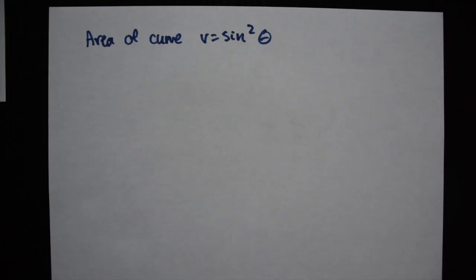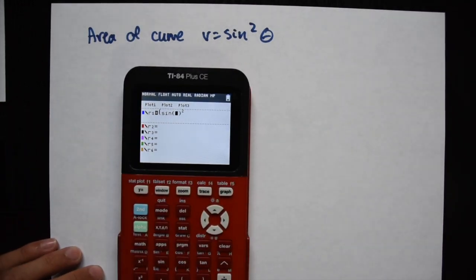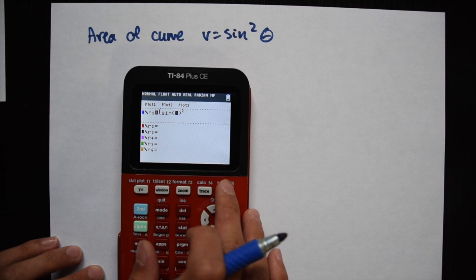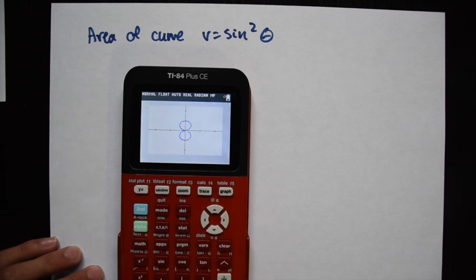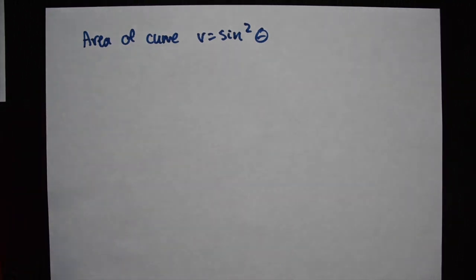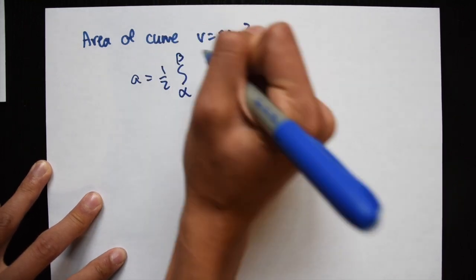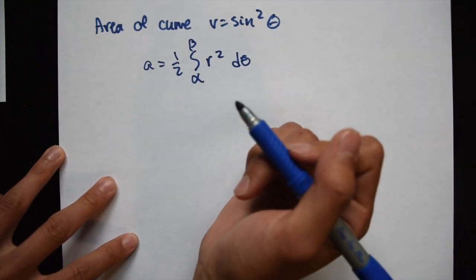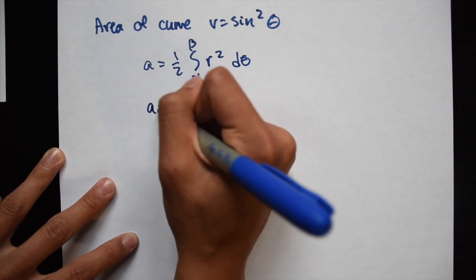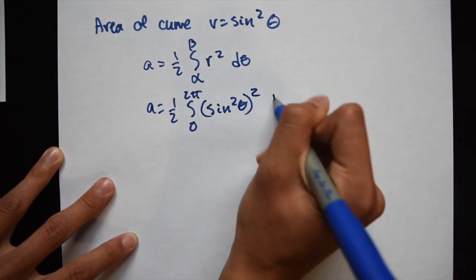Alright, so we need to find the area of the curve, r equals sine squared theta. Now, I put this in the calculator, and I have got the bounds 0 to 2 pi, so let's just check to see if that works out. And that looks like we pretty much see the entire graph from 0 to 2 pi, so that's going to be our integral bounds. Now, we can use the equation A equals 1/2 the integral from alpha to beta of r squared d theta. Now, when we put in our equation, we get A equals 1/2 the integral from 0 to 2 pi of sine squared theta, squared, d theta.